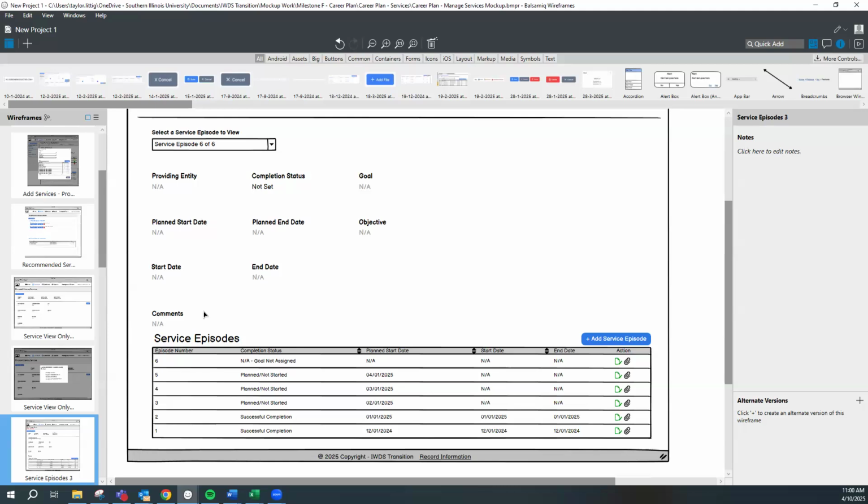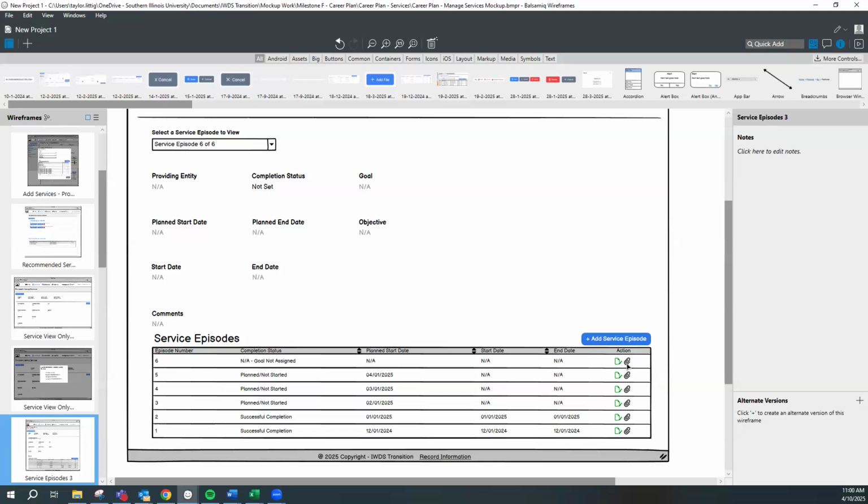And then at the bottom, you're going to also have a list view. So here you'll be able to see all the episodes compacted together. It just doesn't have all of the information that's up here. So you'll be able to see all the completion statuses, what episode number they are, if they have planned start dates, end dates. And then you'll be able to add new service episodes by clicking the add service episode. And you'll be able to edit service episodes by clicking the edit button in the action icon column.